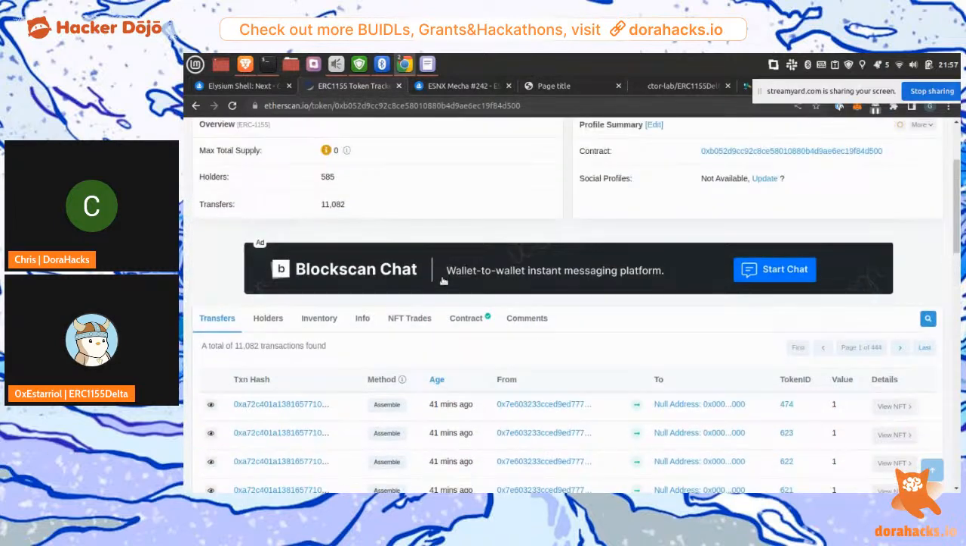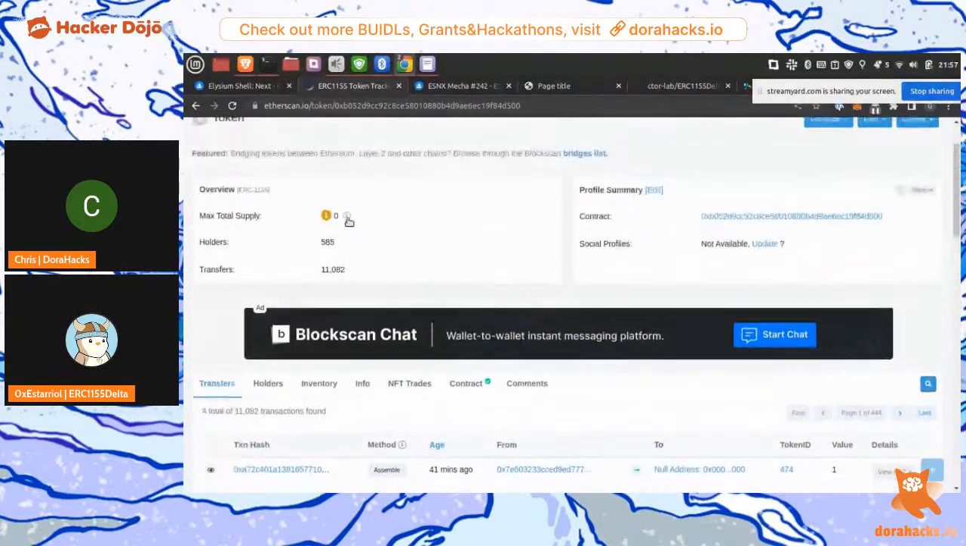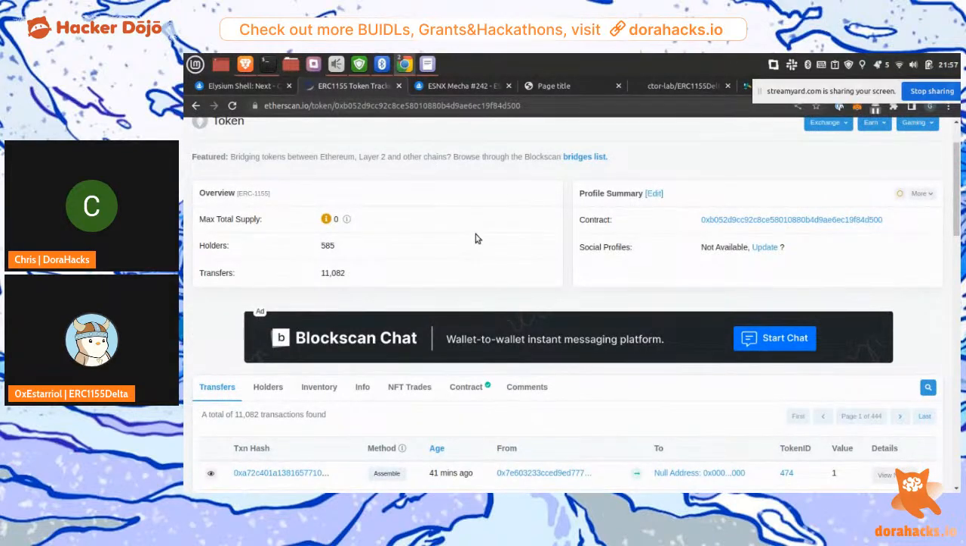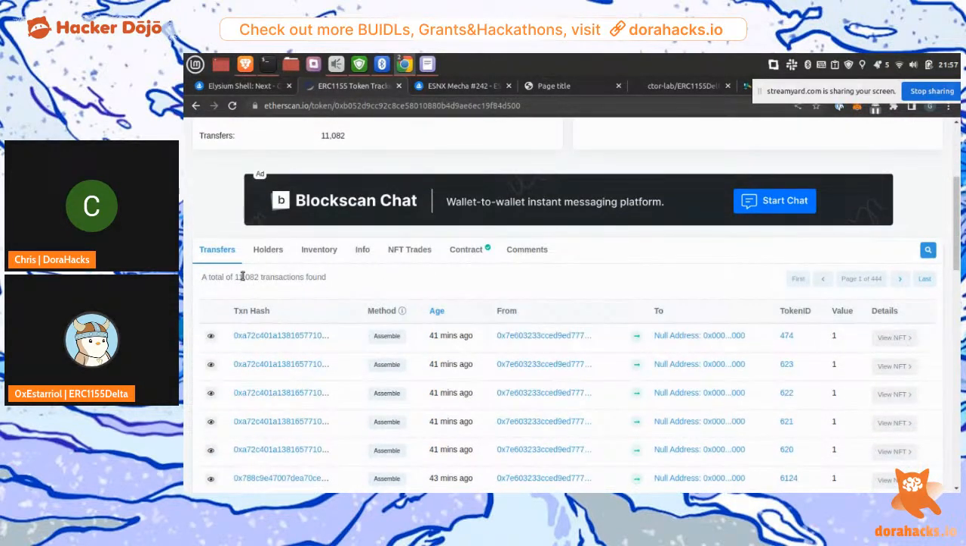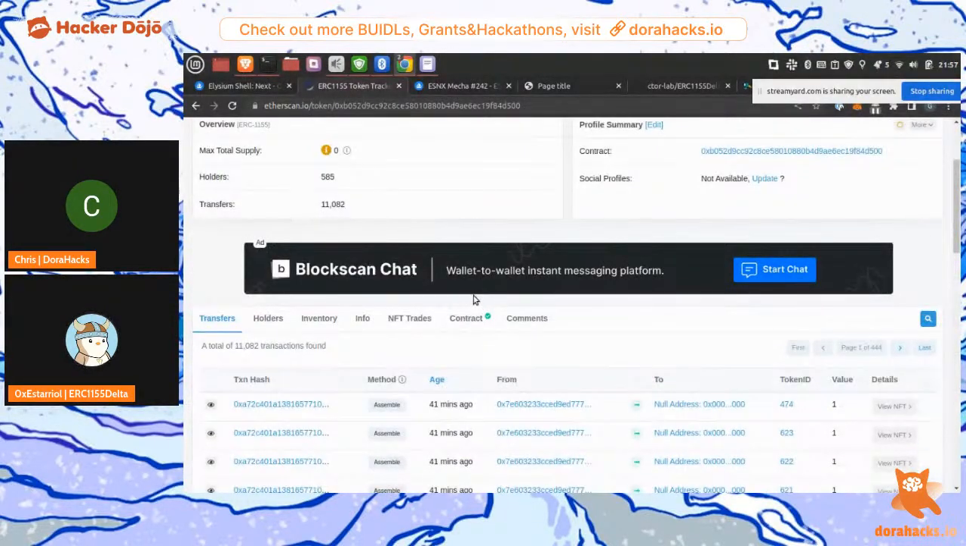It is beta tested, and this is the contract on Etherscan. You can see it has been beta tested with more than 10,000 transfers, all without any problem.